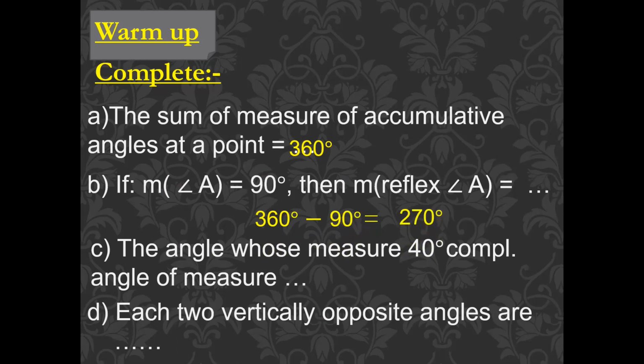Letter C: the angle that complements an angle whose measure is 40 degrees has what measure? Two angles are complementary if their sum is 90 degrees. So if one of them is 40 degrees, the other will be 50 degrees: 90 minus 40 equals 50 degrees. Letter D: each two vertically opposite angles are equal in measure.